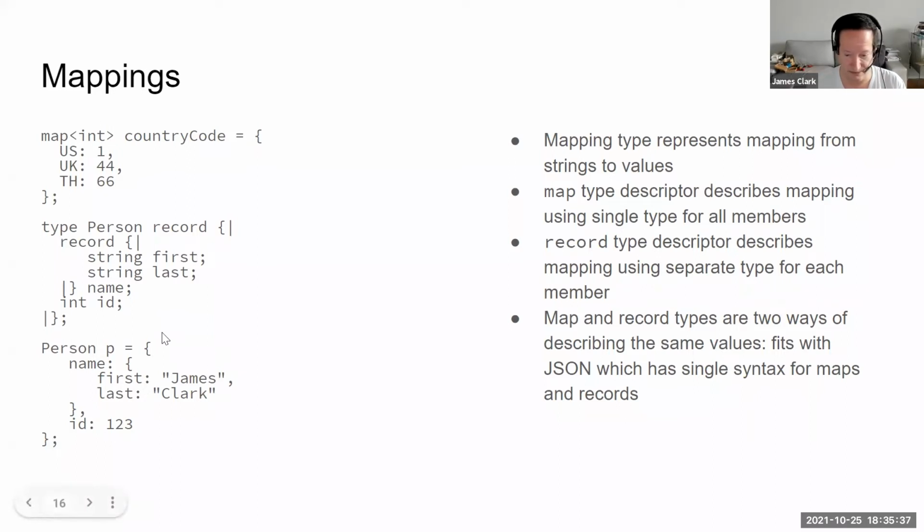And again, records and maps are two ways of describing the same thing. And that corresponds to JSON, which just has a single syntax for this kind of thing, which is object. And that is used both for objects that are conceptually representing maps and for objects that are conceptually representing records. The reason why we have this kind of delimiter, curly vertical bar, will become evident in a minute.